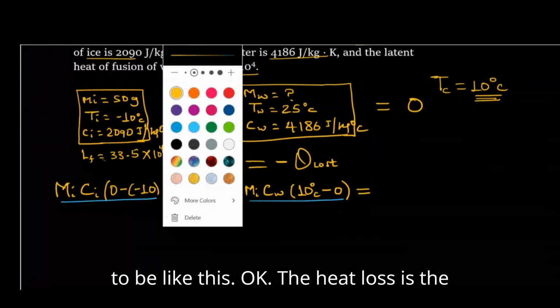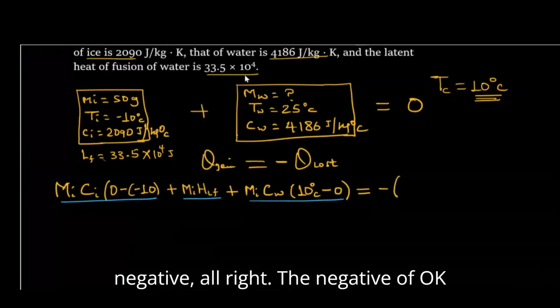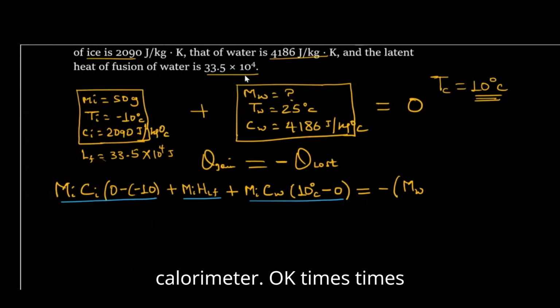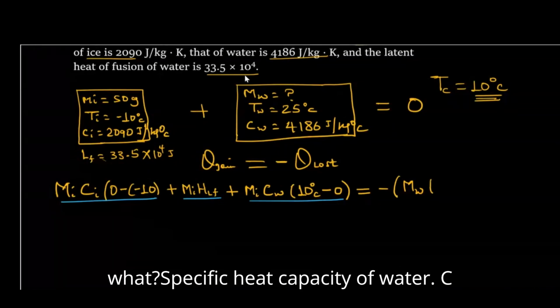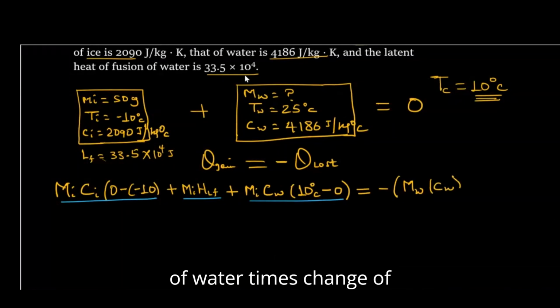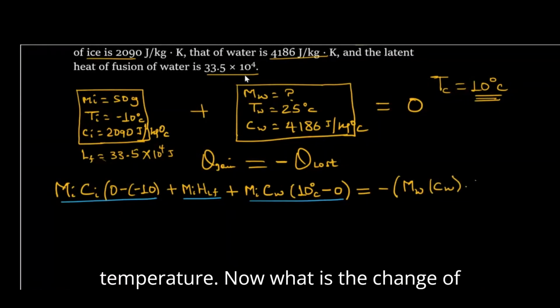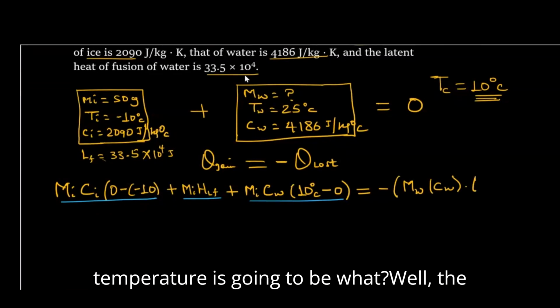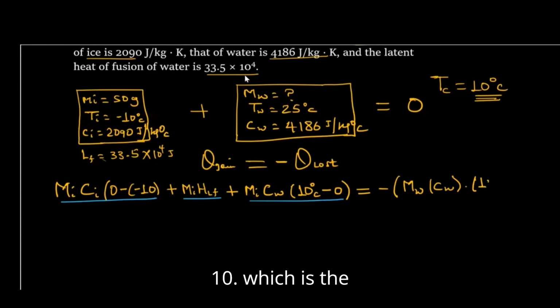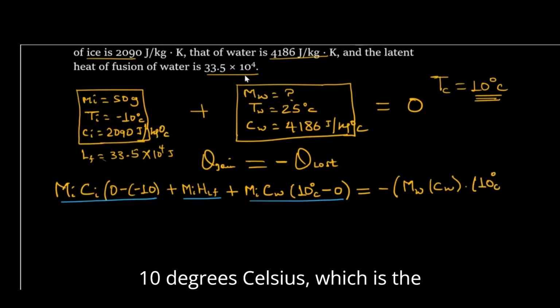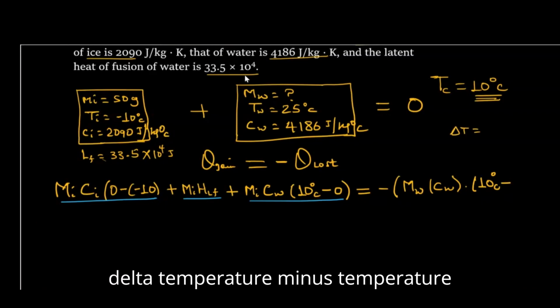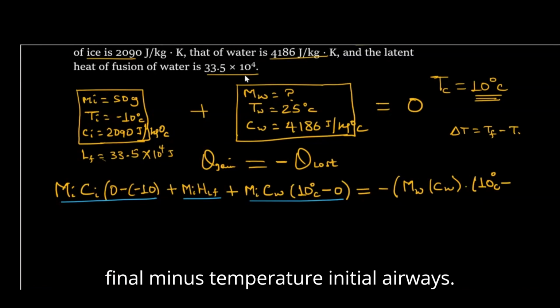Okay, the heat loss is the negative of the mass of the unknown water that was originally in the calorimeter, times what? Specific heat capacity of water, C of water, times change of temperature. Now what is the change of temperature here? Well, the 10 degrees Celsius, which is the final, minus the initial. Change in temperature is temperature final minus temperature initial, always.